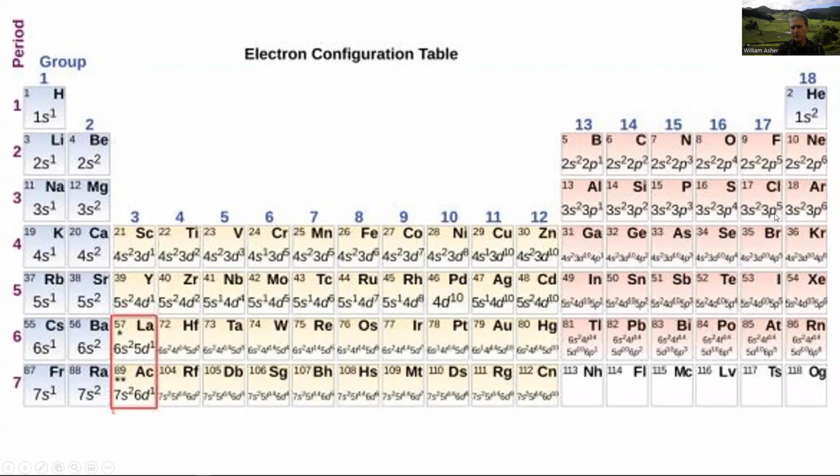Chlorine has 3s2, 3p5. Bromine has 4s2, 3d10, 4p5. But the important thing is there's a 4s2 and a 4p5. Iodine, 5s2, 5p5, right? So again, you find that there's the same thing here going down. In each column, the atom will have its electrons in the same configuration in terms of types of orbital.